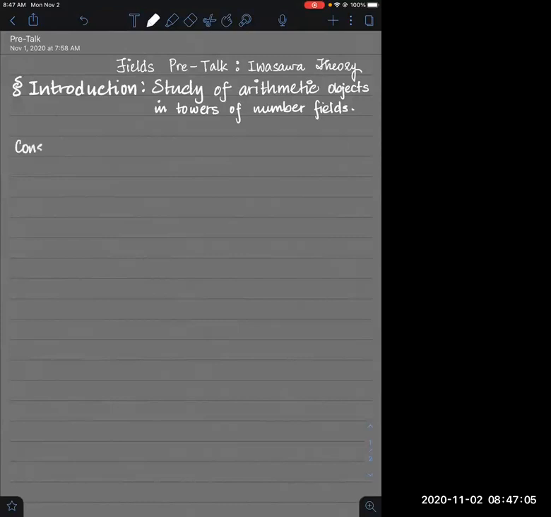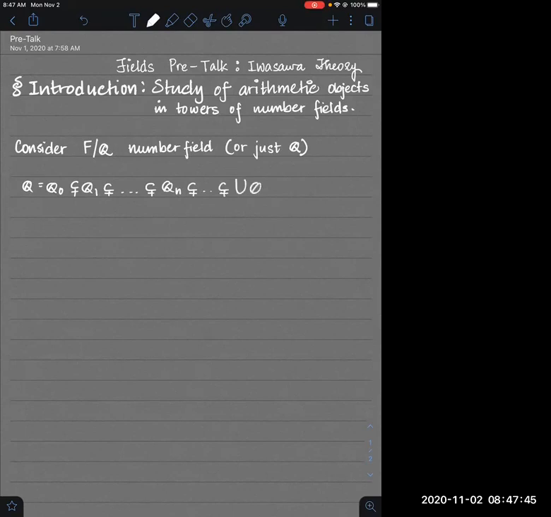So we will consider the base field to be Q, or F to be a number field over Q. And we will look at the tower, which is going to be Q, which I'm going to just call Q_0 for notational reasons, contained in Q_1, and so on. And I'm going to call this Q_cyc. By cyc, I mean this is the cyclotomic extension. I'll come to that in a second.